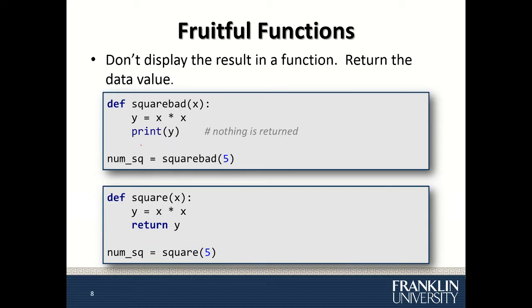Another thing about the fruitful function is don't display the result in the function. Return the data value. It's okay to use a print statement in the function, but it's not okay to use a print statement in place of returning a value. You might think, hey, the program outputs the same thing. My function prints the data, but the difference is what will happen if I want to call the function multiple times for different things, and I want to save the value for later use. If we use the print statement, I will not be able to do that.